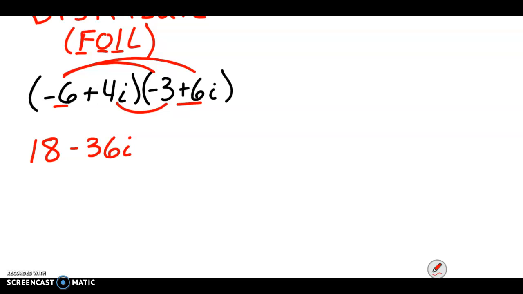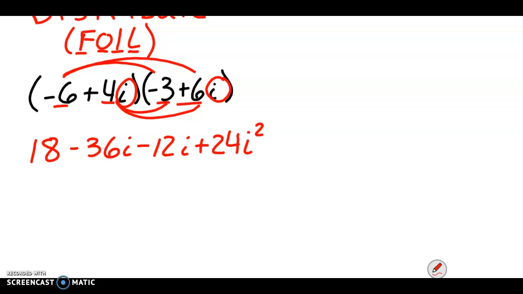So 4i times -3. 4 times -3 is -12, and there's an i involved, so it's -12i. And then that last is going to be 4i times 6i. Now here's where something that has to do with our imaginary rules comes into play. So 4 times 6 is going to be positive 24, and it's an i times an i, so it's i squared, okay? Just like if I had 2x times 3x, I would have 6x squared, right? So I get that i squared term.